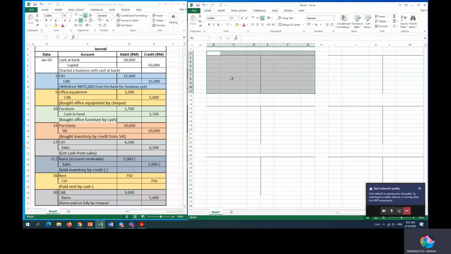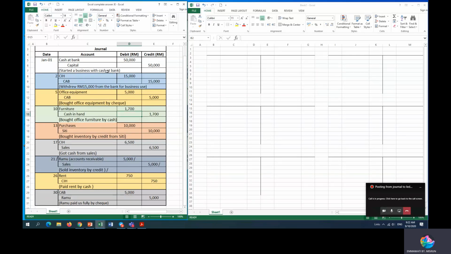So today we are going to learn how we should do the posting from journal into ledger. Okay, from journal to ledger. So let's start with the first entry, which is on January 1st. What we have in our journal entry on January 1st is cash at bank debit and capital credit.